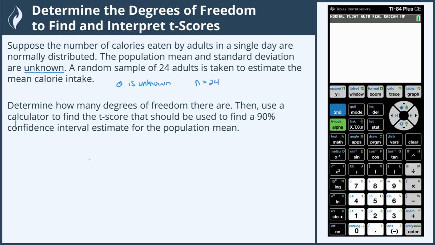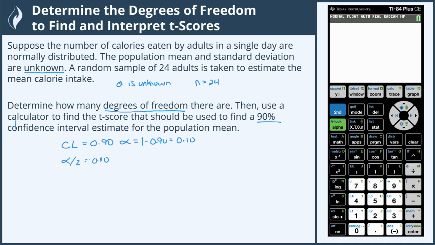Determine how many degrees of freedom there are, which we would need anyway if we were going to do the next part. Then use a calculator to find the t-score that should be used to find a 90% confidence interval estimate for the population mean. So if you guys ever watch my stuff, confidence level is 90% or 0.90. And my confidence level gives me my alpha, my significance level, which is the complement, which in this case is 0.1.